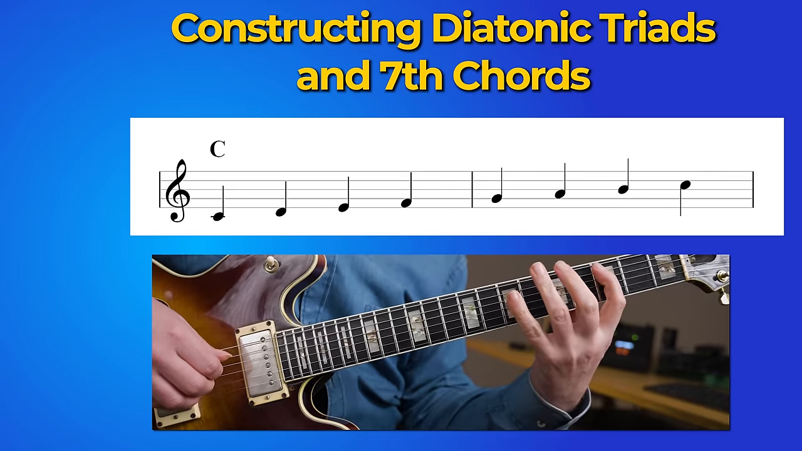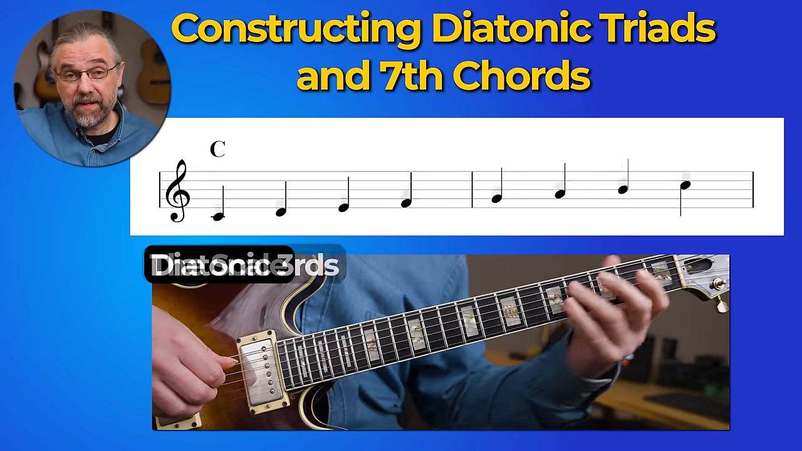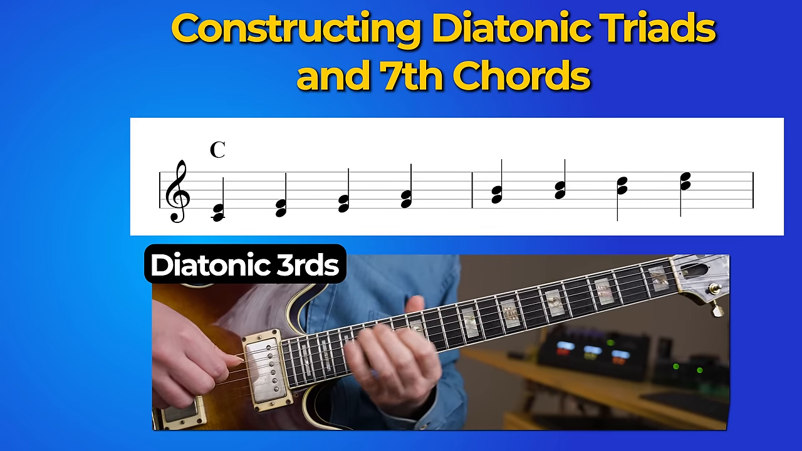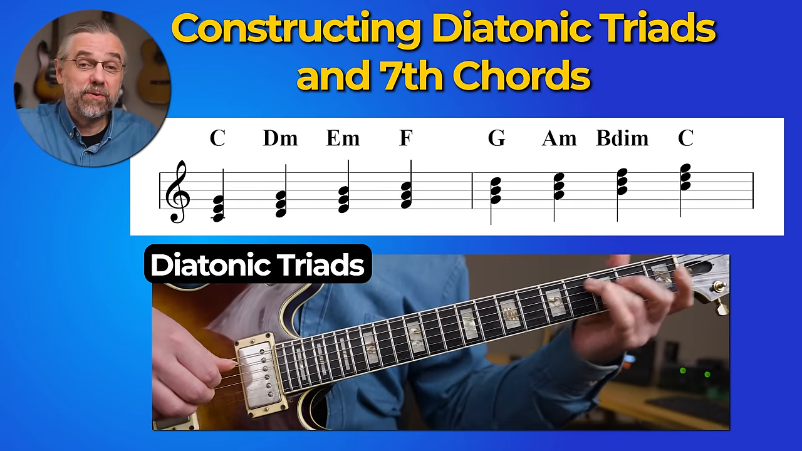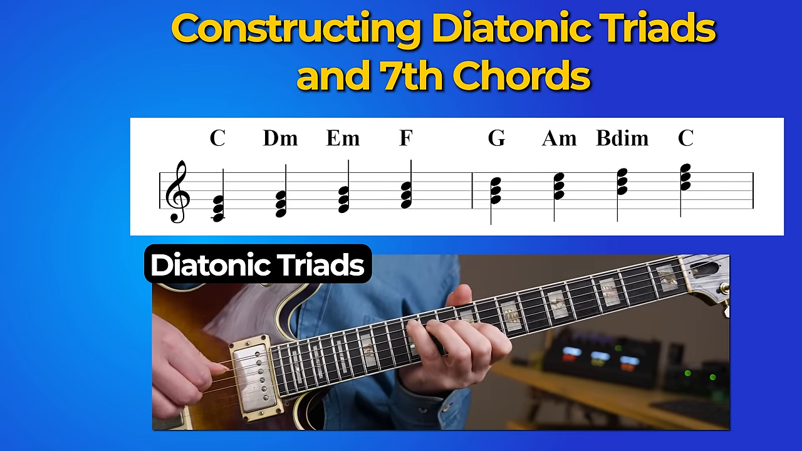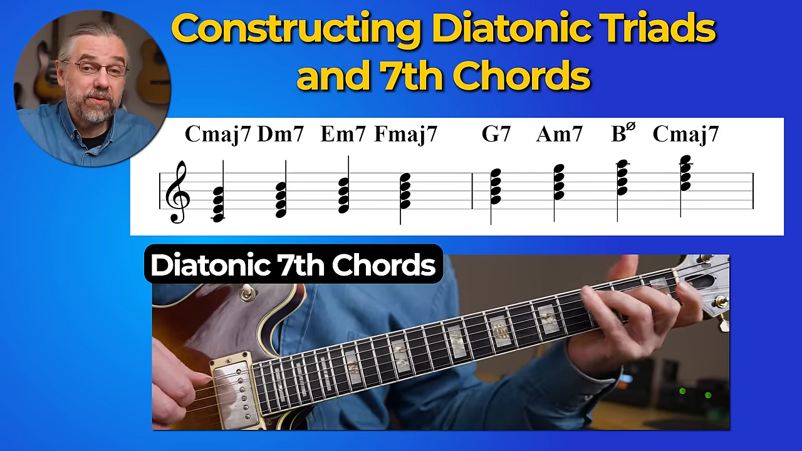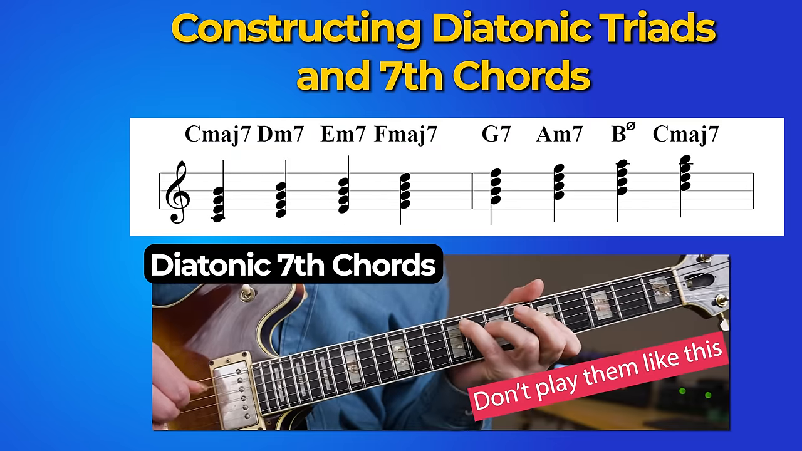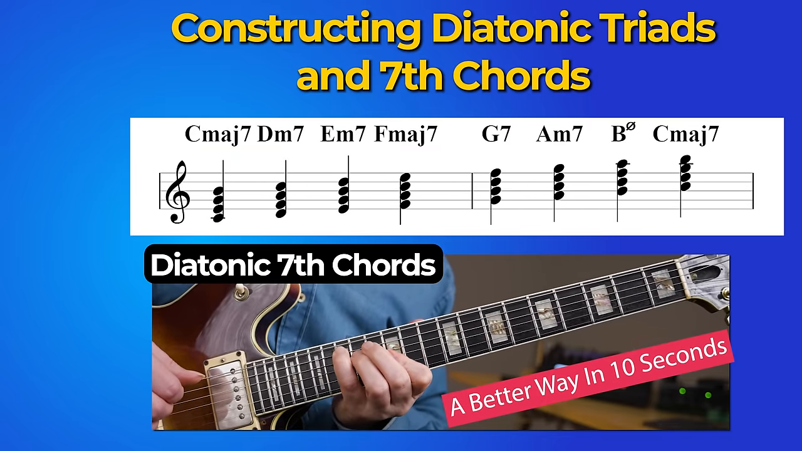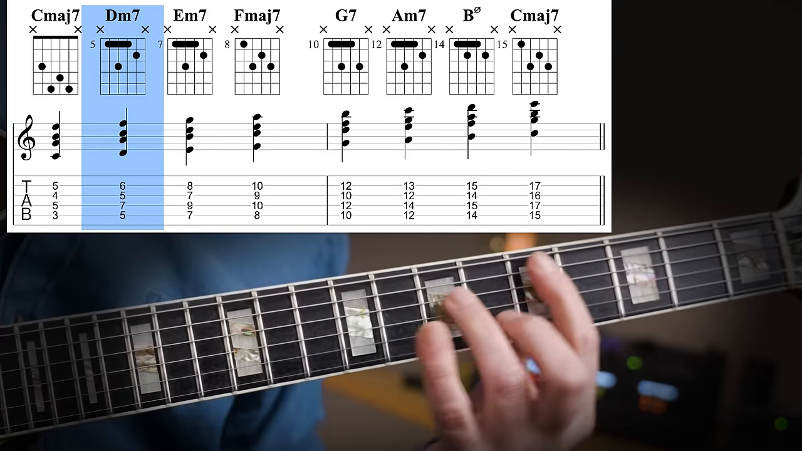So for C major, you have the scale. And then you, of course, can add a third on top of each note. Now, if you add another third, then you're going to get the triads. And you can add another third to get the seventh chords. And on the guitar, the diatonic seventh chords of C major could sound like this.